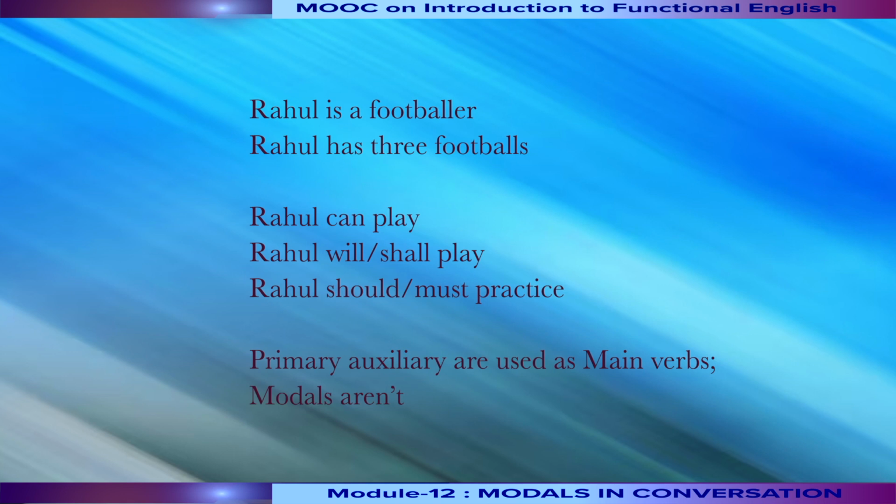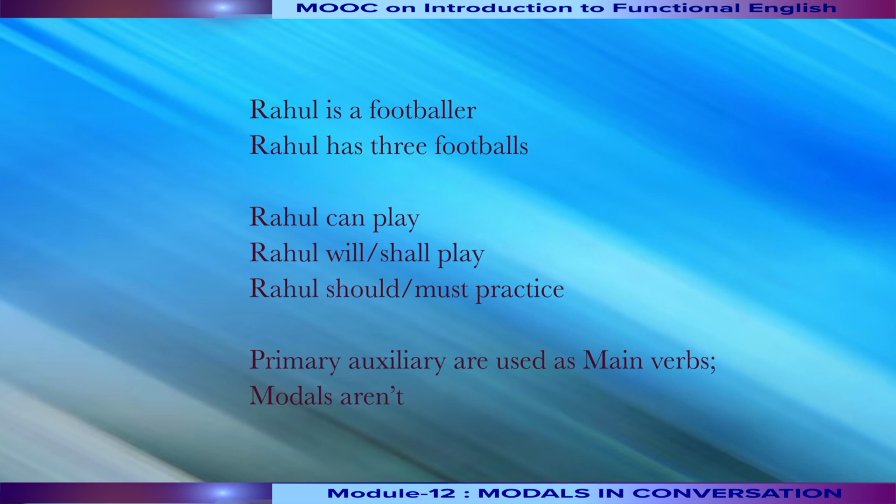And Rahul must practice. Okay. Now, see what is the difference. In the first group of sentences, in the first sentence the verb is, which is a form of the primary auxiliary be. There are 3 primary auxiliaries: be, do and have. So is is a form of the primary auxiliary be.